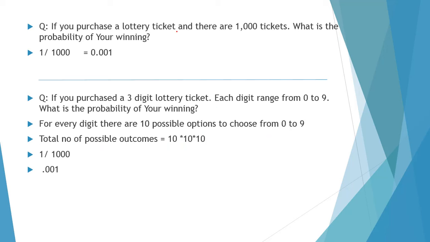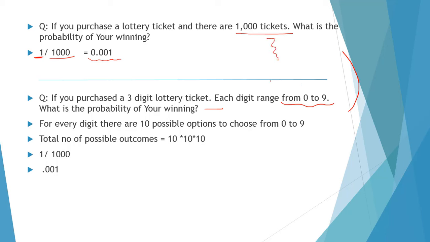If you purchase a lottery ticket and there are 1000 tickets, what is the probability of your winning? So you have just one ticket out of 1000 tickets, 1 over 1000, 0.001. Now I am going to modify this question. If you purchased a 3-digit lottery ticket, each digit ranging from 0 to 9, what is the probability of your winning? This is the same question.